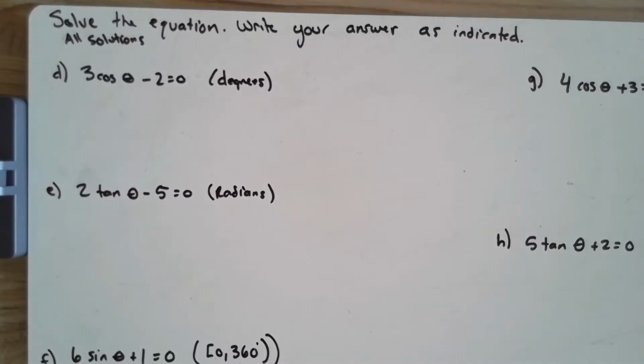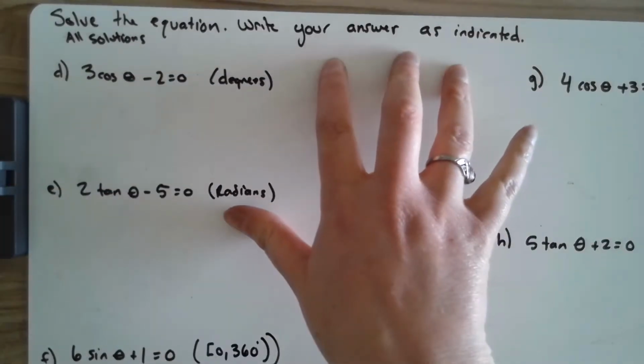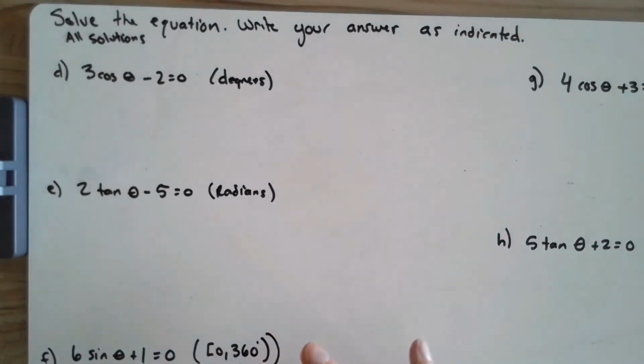Okay, so here's the second part. Hopefully I left enough space for myself. If not, this might get a little messy, sorry. We'll give it a try. Okay, looking at this, we're still doing the same thing. We're solving the equation, all solutions indicated, degrees, radians, and so forth. And then I do have a few where we're going to do within an interval, but we'll get to those in a second.